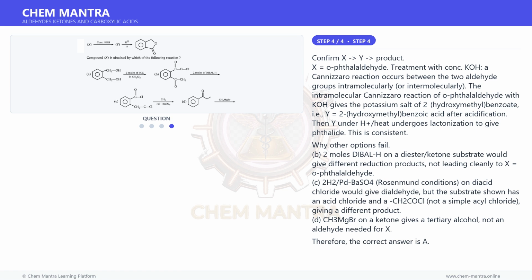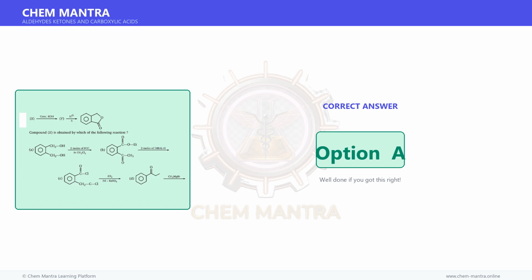Why do the other options fail? B. 2 moles DIBAL-H on a diester or ketone substrate would give different reduction products, not leading cleanly to X equal to phthalaldehyde. C. H2, Pd/BaSO4, Rosenmund conditions, on a diacid chloride would give a dialdehyde, but the substrate shown has an acid chloride and a CH2COCl, not a simple acyl chloride, giving a different product. D. CH3MgBr on a ketone gives a tertiary alcohol, not an aldehyde needed for X. Therefore, the correct answer is A. Therefore, the correct answer is option A.